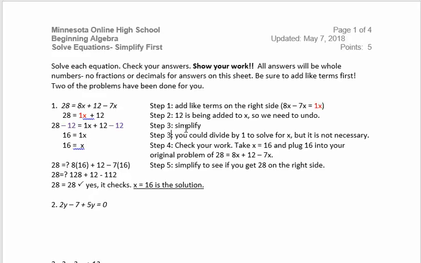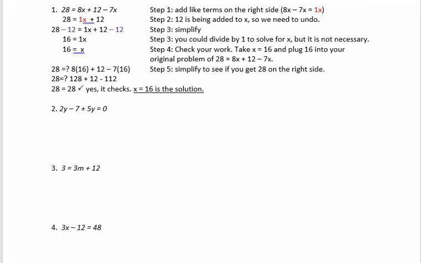Now when you do that, you're left with 1x. This is really the same step. So you get 16 equals 1x, but that's the same as 16 equals x. Now some people could divide both sides by 1 here, but you don't have to do that because dividing by 1 doesn't change the answer at all. Now the last step is checking your work. You should check your work on these equations on this worksheet to make sure that what you get works back in the original equation.